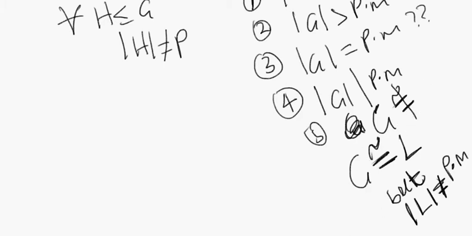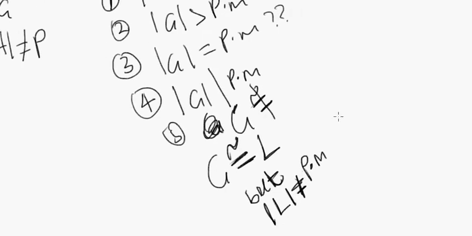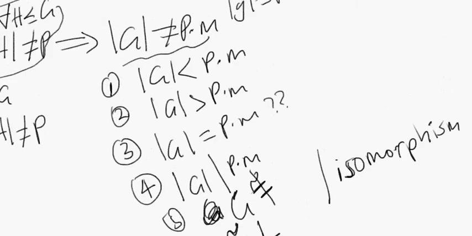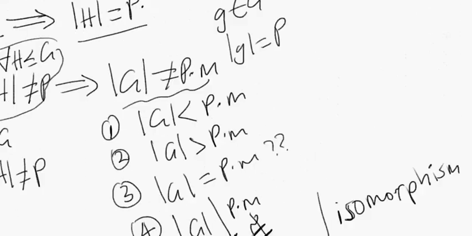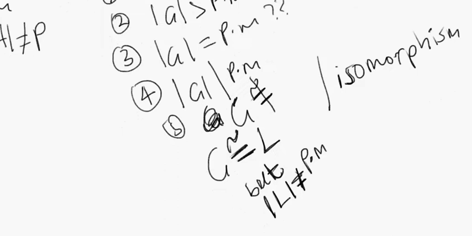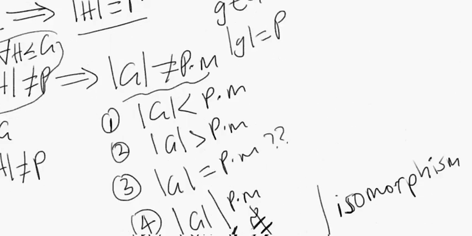Well, if you're confused about what an isomorphism is, please look up an isomorphism. What is an isomorphism? Right. So this is a concept. Isomorphism. What's an isomorphism? So, is there any other strategy we could use to show that the order of G does not equal p times m?